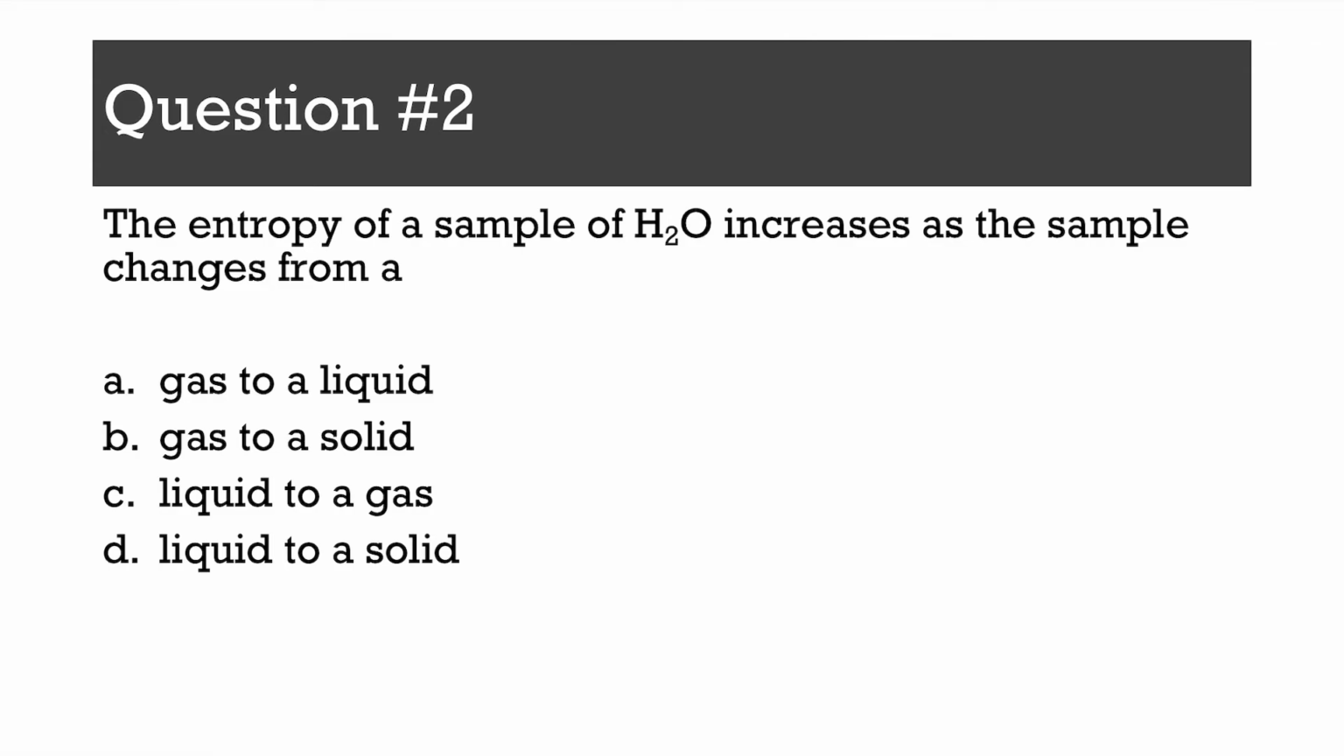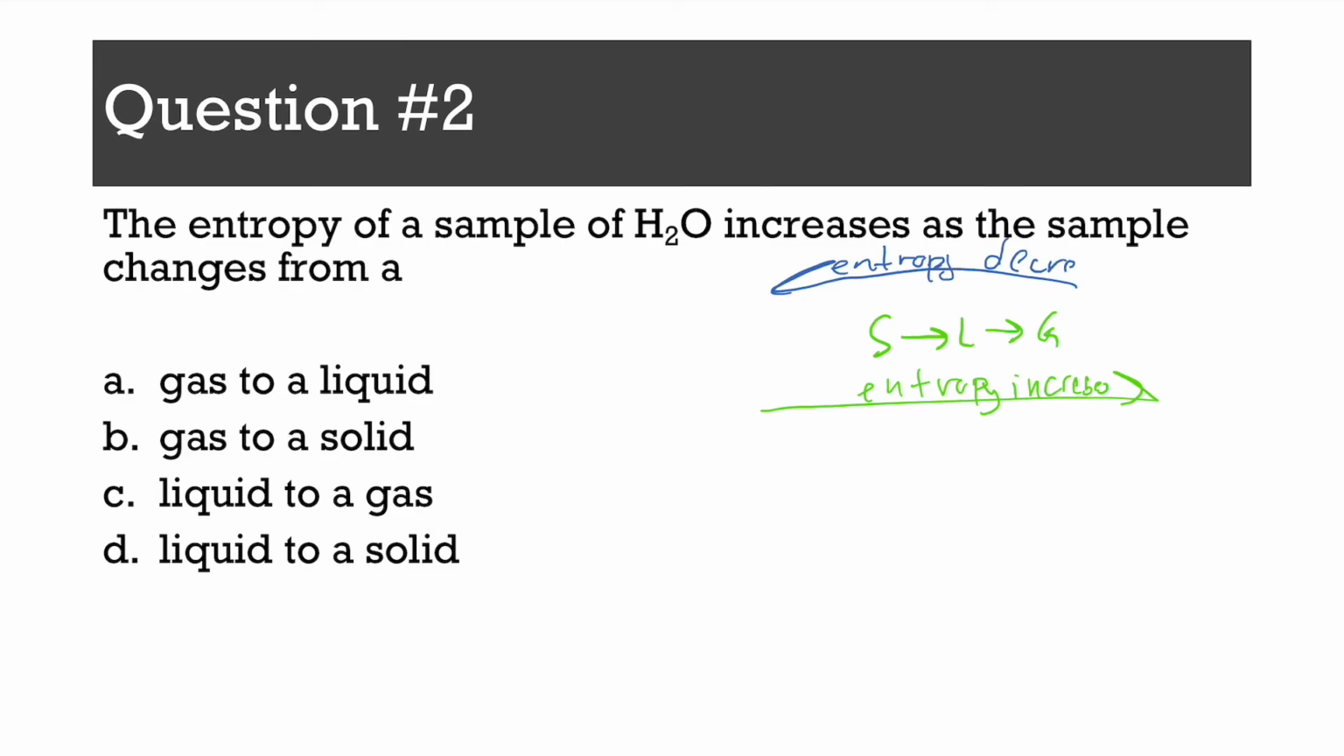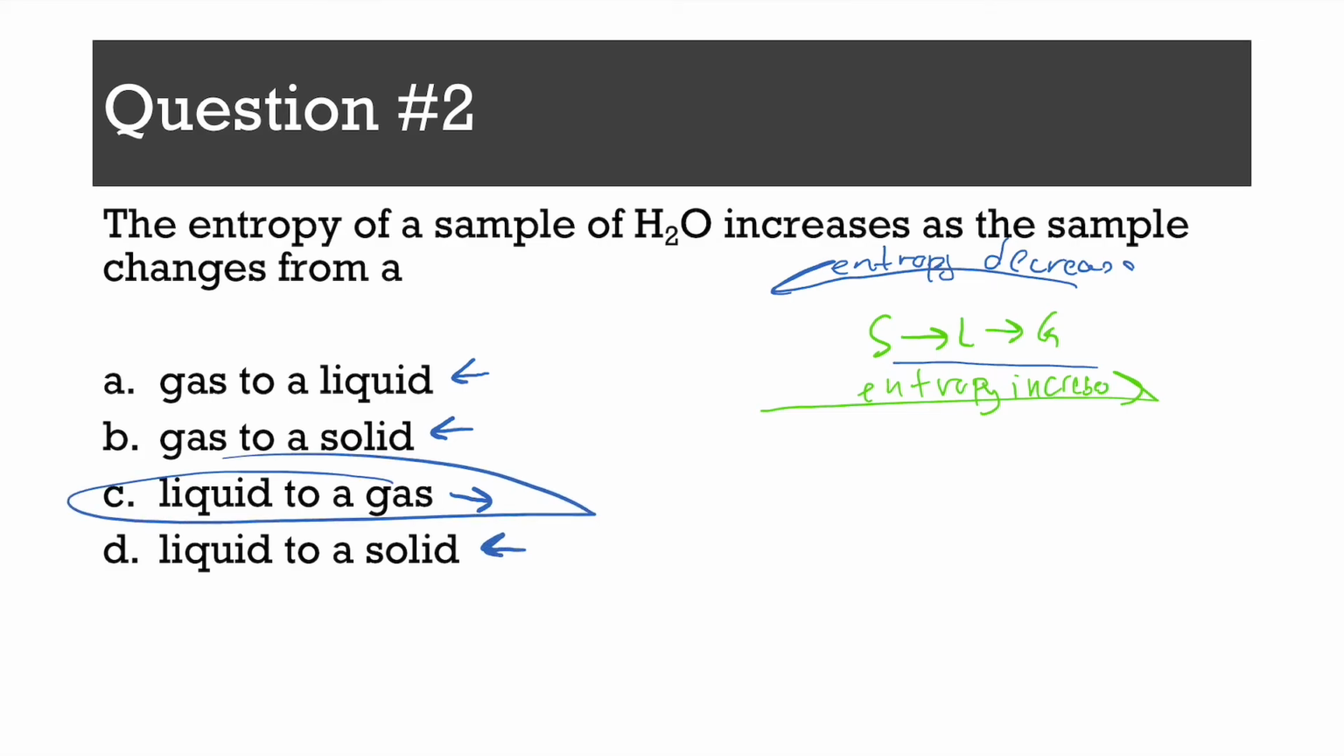Number 2, the entropy of a sample of H2O increases as the sample changes from. Remember, as you go from solid to liquid or liquid to gas, your entropy increases. And if we go backwards, your entropy decreases. So, with that being said, gas to liquid is going backwards, gas to solid is going backwards, liquid to gas is going forwards in terms of that, and liquid to solid is backwards, so that makes C our answer. Again, gas is the most unorganized, has the highest entropy.